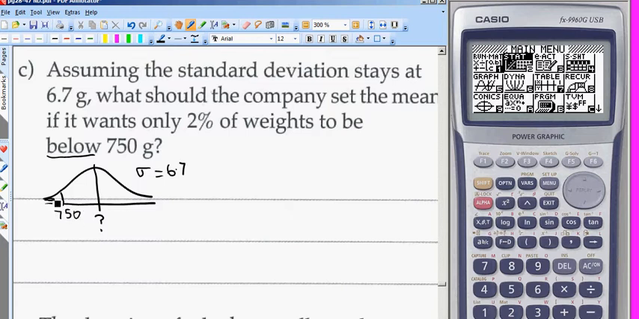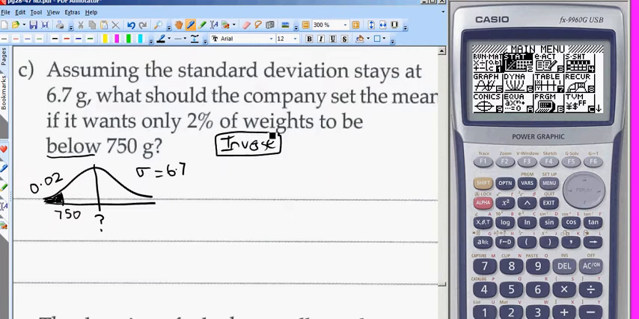So that the probability of having a weight below that, which is the same as the area under the curve below that, we want that to be only 0.02. And we need a mean that's going to give us that. It sounds a bit like an inverse problem, so we'll write inverse here.